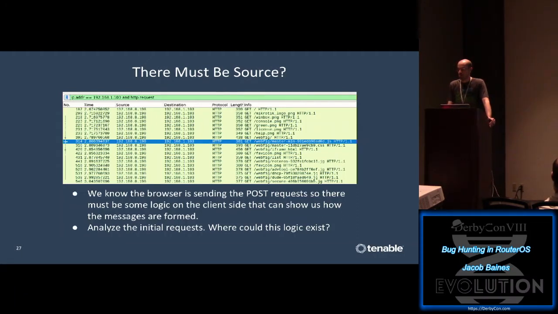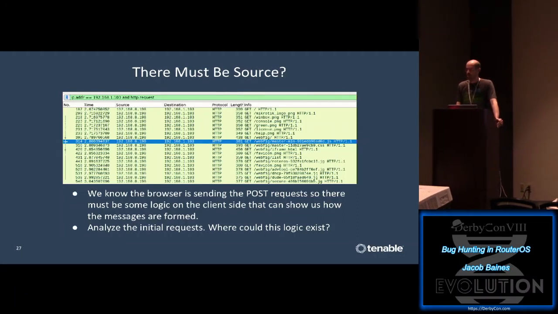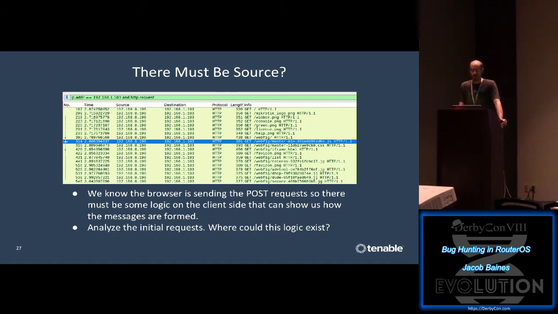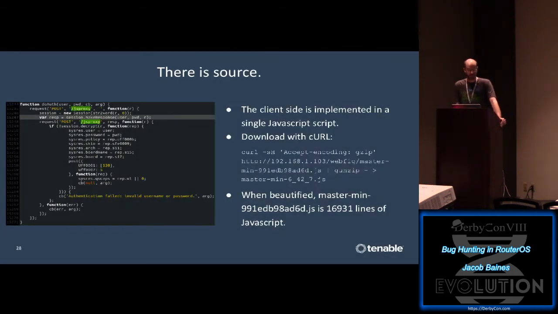Now we know the browser is sending post requests, so there must be some logic on the client side that controls this behavior. It's just a matter of tracking down where the browser got that logic. Looking at the early stages of the connection, we see webfig/master.js, which I've highlighted here. That seems like an interesting candidate. And it turns out it is. It's the code that's actually making the post request to JS proxy, and it's about 17,000 lines of JavaScript.